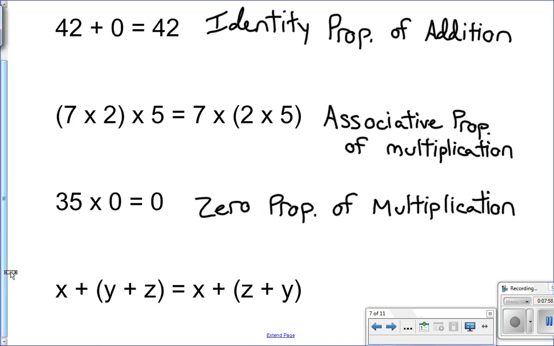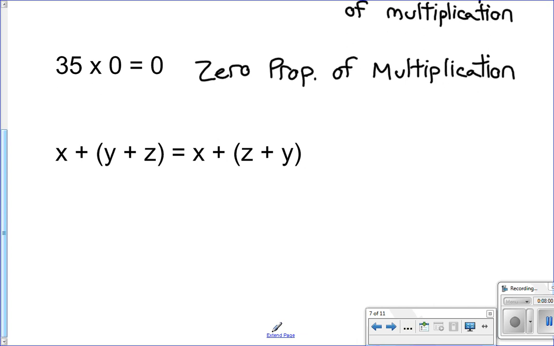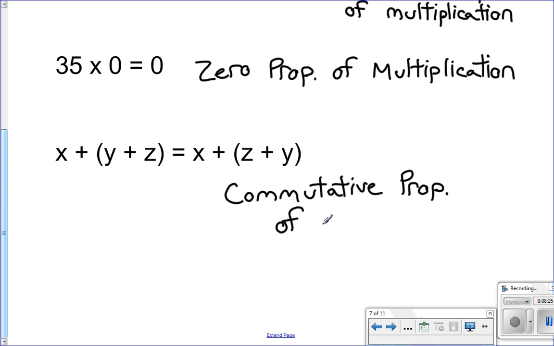Finally, at the bottom, I have x plus y plus z equals x plus z plus y. Notice, all I'm doing is switching the order of adding y and z to z and y. So this is the commutative property of addition.